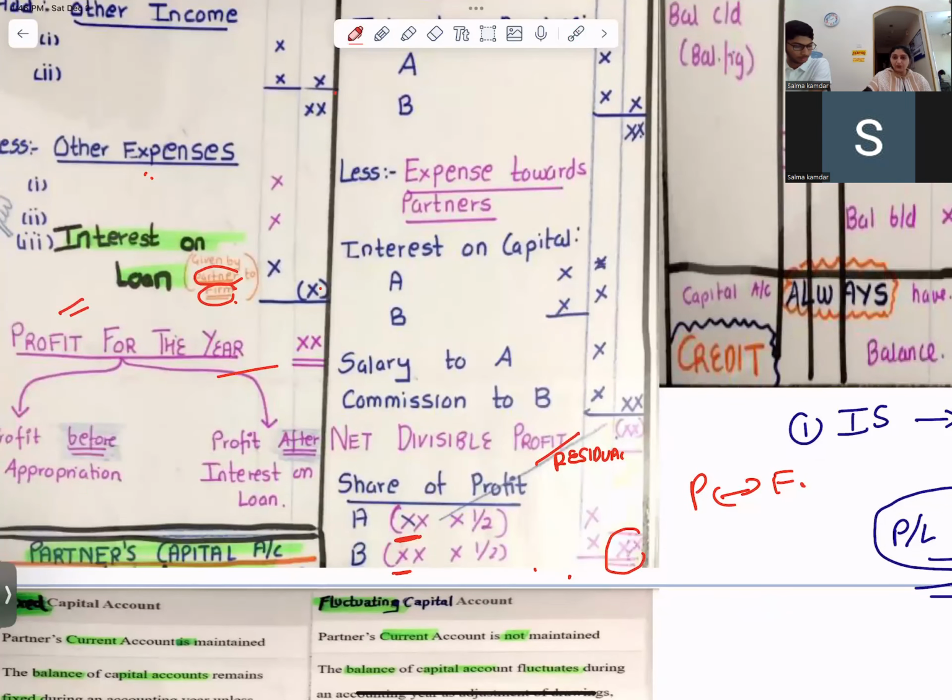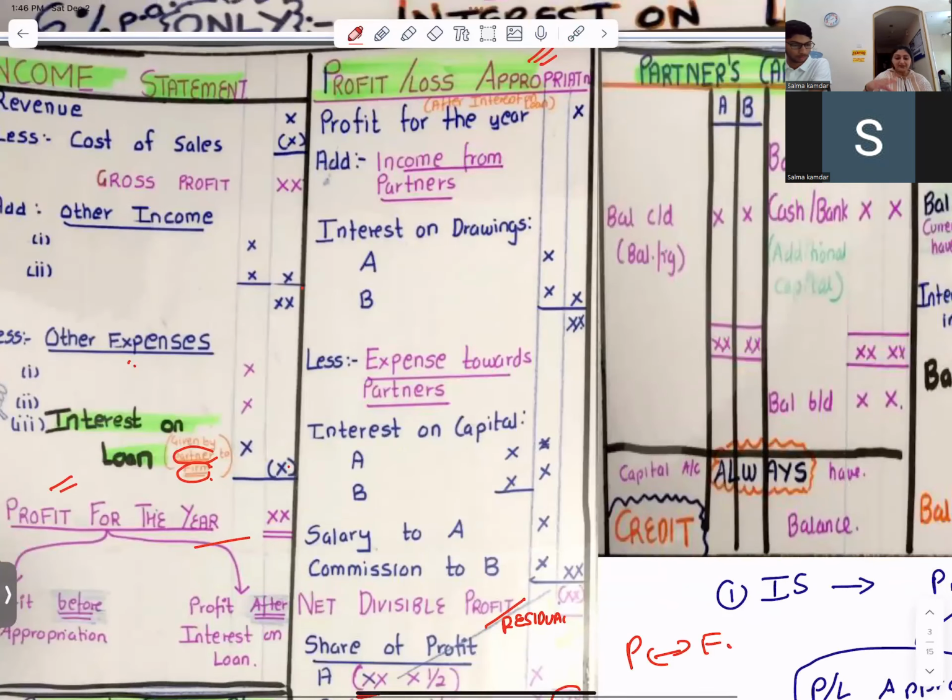I'm just putting this on pause. I want you to first understand the income statement and the appropriation account. Memorize, write the format, and then I will take you on.